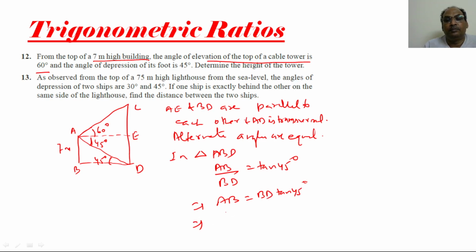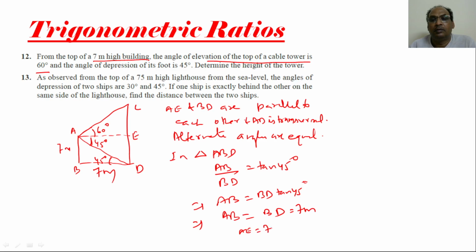So AB is equal to BD into 1. So AB is equal to BD is equal to 7 meter. So this is 7 meter. So this AE is also equal to 7 meter only.